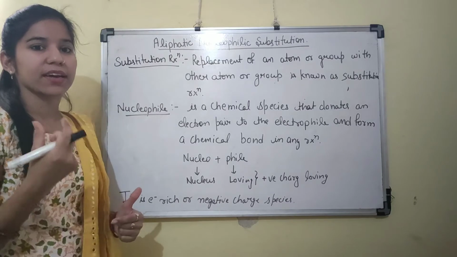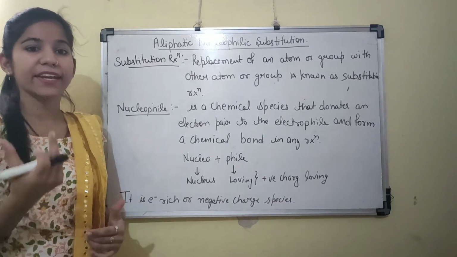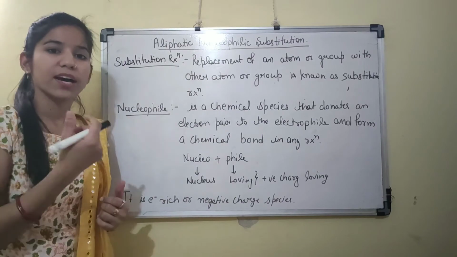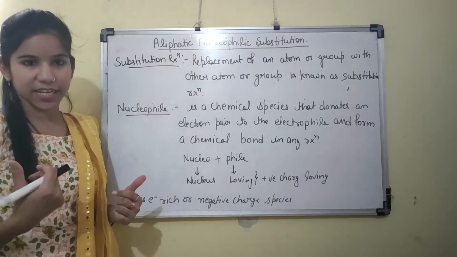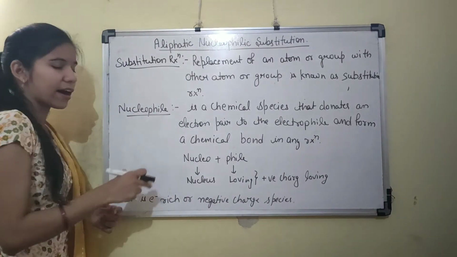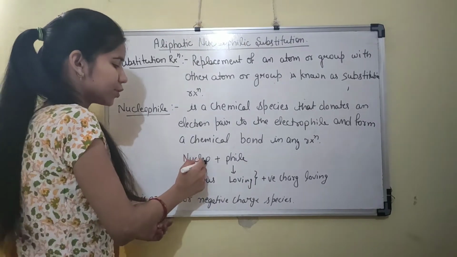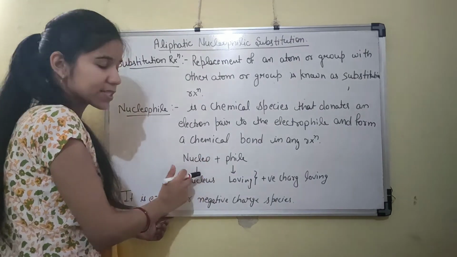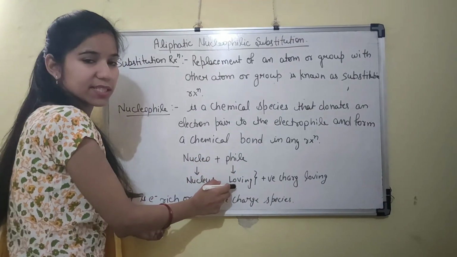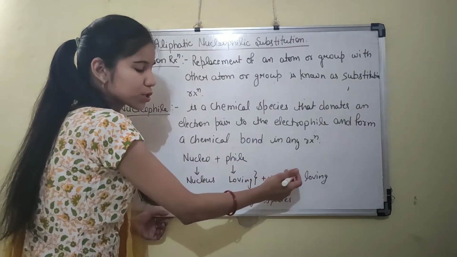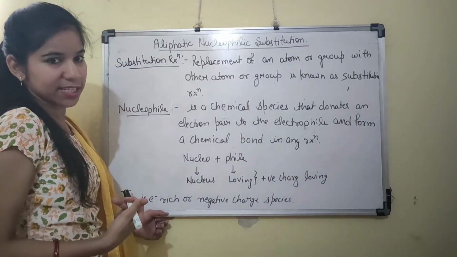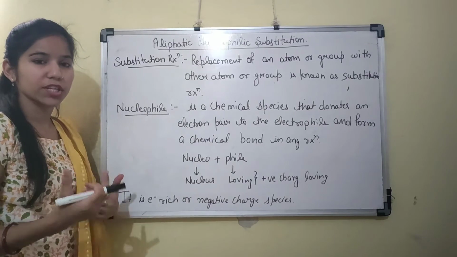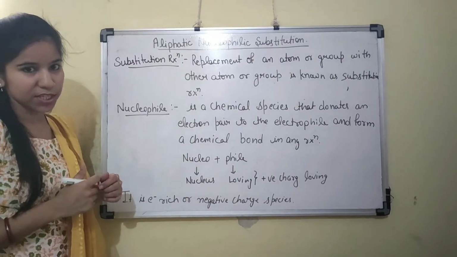It is a chemical species that donates an electron pair to the electrophile and they form a chemical bond in any reaction. Nucleophile is made of two words. First is nucleo, second is phile. Nucleo means nucleus and phile means loving. So these are the positive charge loving species. In other words, we can say that these are the electron rich or negatively charged species.